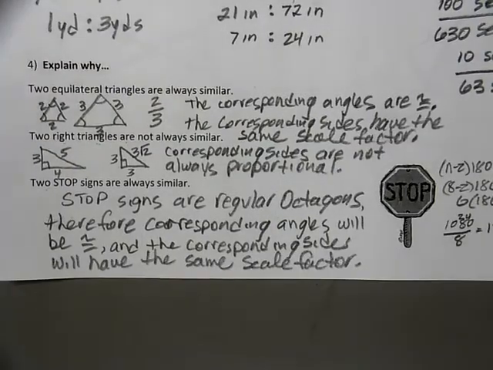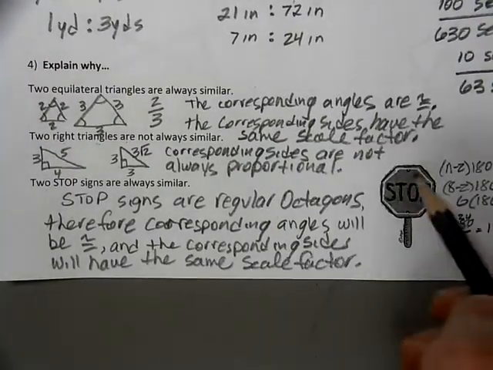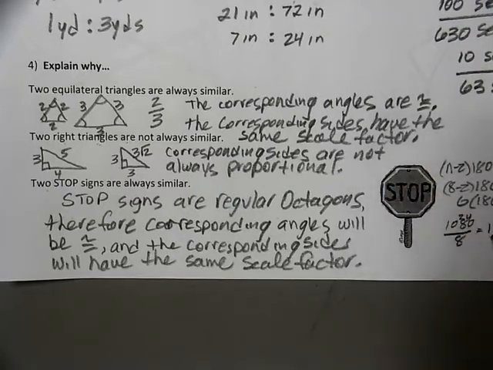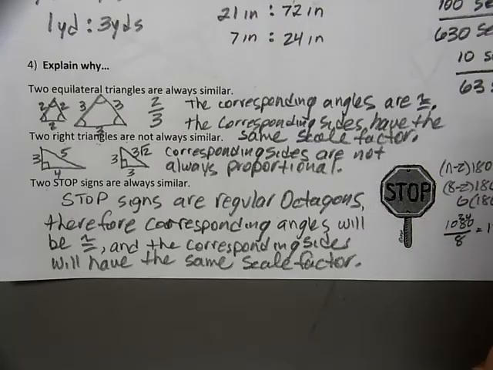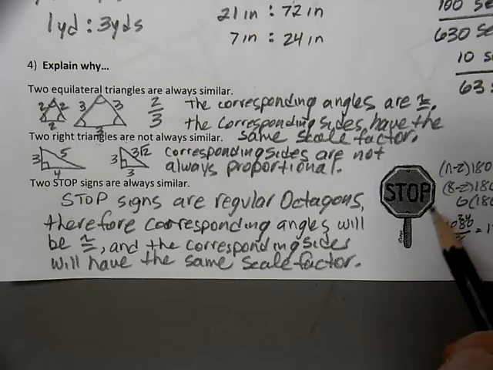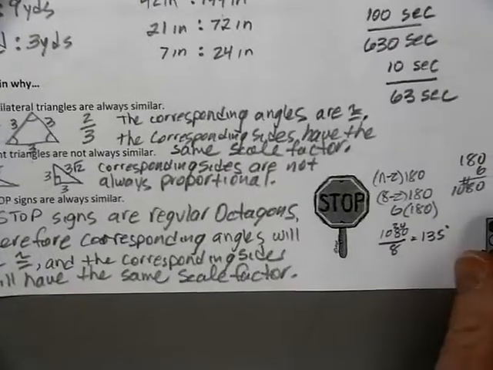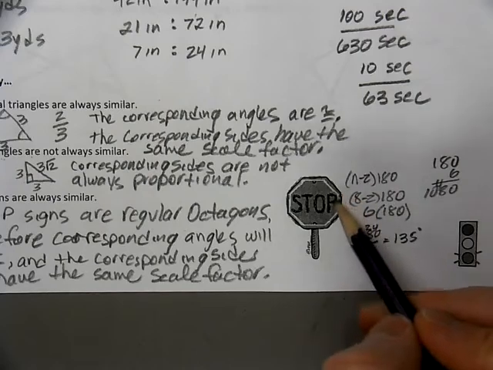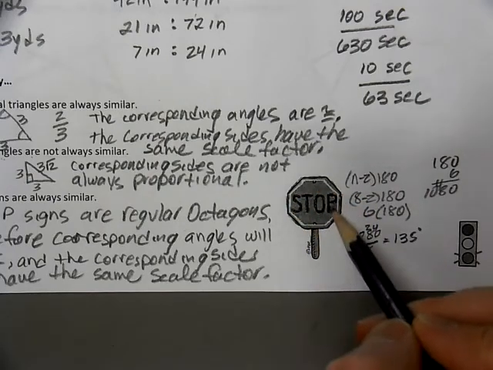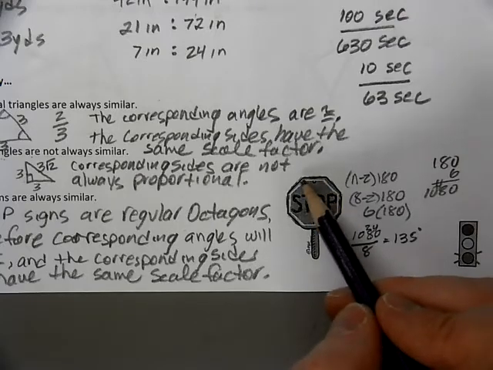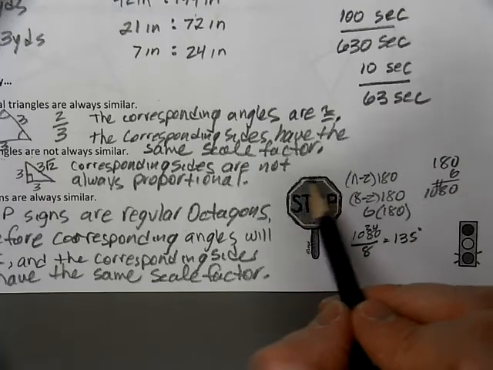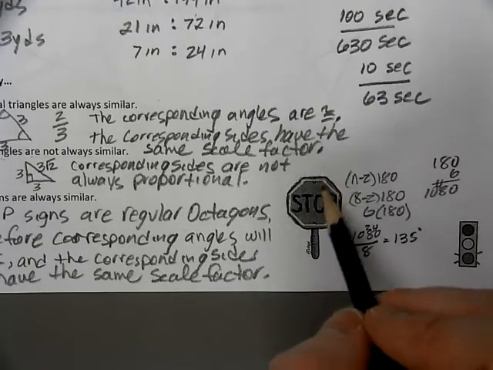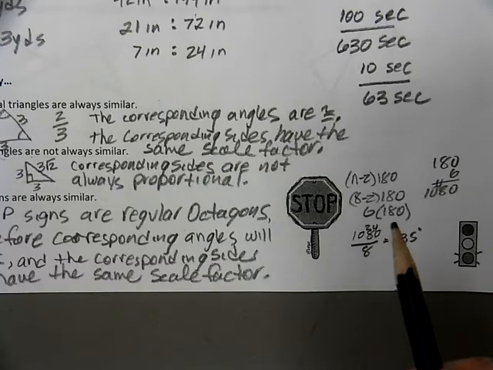And the corresponding sides will have the same scale factor. Here's a stop sign, and the angles are 135 degrees. That's what would make it work its way around and have exactly 1080 degrees inside. But the side lengths are different than the stop sign you might see out on the street. The stop sign on the street is going to be much longer, maybe 6 inches, 10 inches. Here, about a half an inch. So you can tell that the scale factor will be the same for each corresponding set of sides.